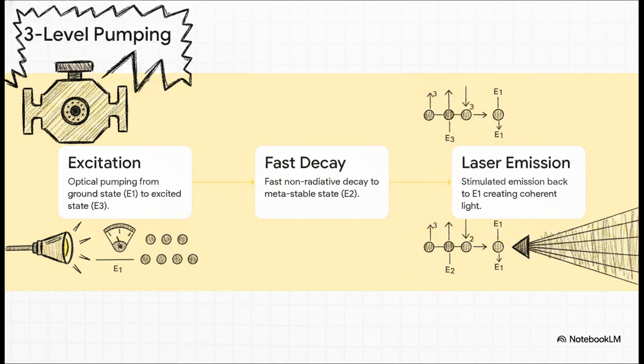Then step 2 is a quick drop. The atoms undergo this incredibly fast decay down to a metastable state, E2. Now, they don't actually emit light here. They just drop down and hang out for a brief millisecond. Finally, step 3 is the spark. The atoms drop from that metastable E2 state back down to the ground state E1. And that specific transition is exactly where the magic happens. It triggers stimulated emission and releases that brilliant, coherent light we're after.